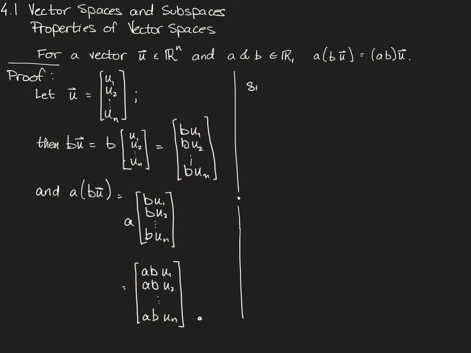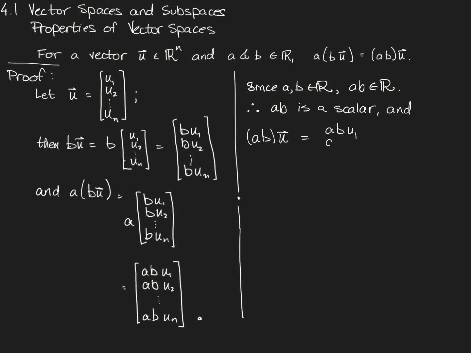I'm going to say, since A and B are in R, the real numbers, AB is also a real number. Therefore, I'll use that funny little symbol again, AB is a scalar. And scaling U by AB is going to give me AB times U1, AB times U2, and so on down to UN.